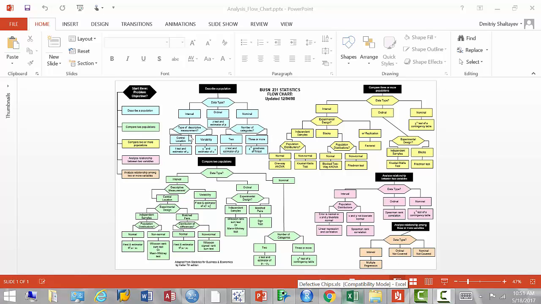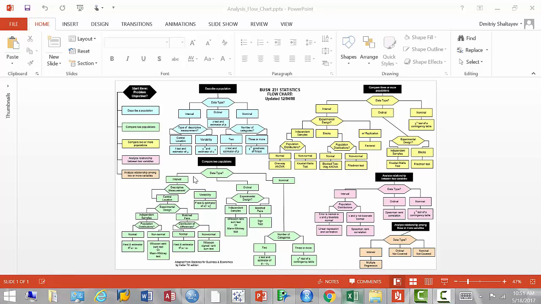We learned about describing a population. We said that data can be interval, nominal, and ordinal. For interval data, you do the t-test. For nominal and ordinal data, you do the z-test for the proportion, or in case you have more than one proportion, chi-square goodness of fit, right? Okay, so we're pretty much done with this part some time ago. We just finished half of this tree.